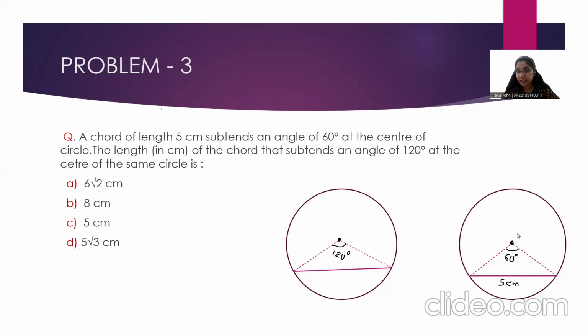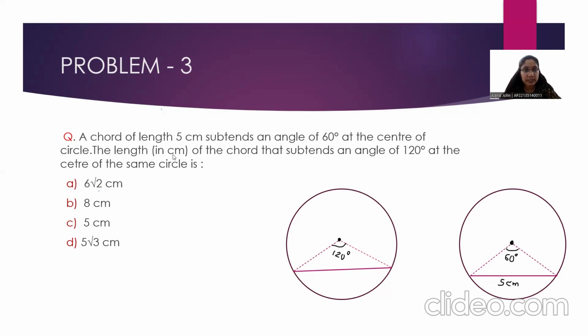I have taken a circle. There is a chord of length 5 centimeter. It subtends an angle 60 degree at the center. How is the angle subtended at the center? How will we get that? Just by joining the end points of the chord to the center of the circle. Then we will be getting the angle subtended by the chord. Here, that much information is given and that we have plotted here. What other things are given?